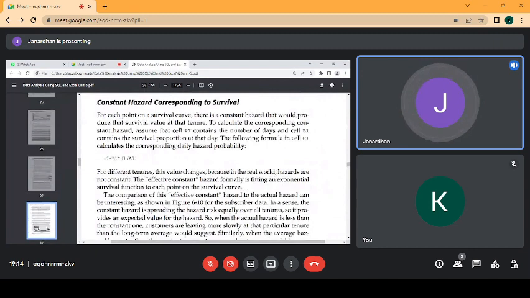Constant hazard corresponding to survivals. For each point on the survival curve, there is a constant hazard that would produce the survival value at that tenure time. By using this formula, you can calculate the probability: 1 minus B1 power 1 by A1. This is the constant hazard probability.